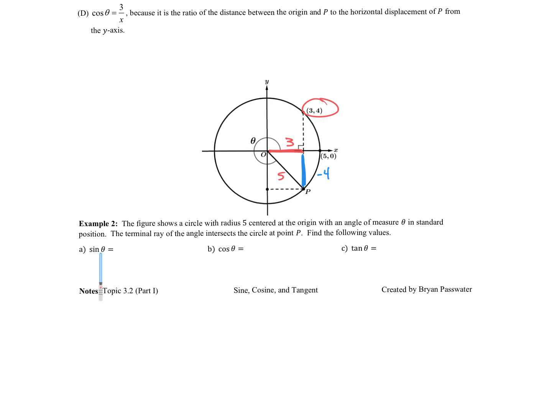So how do I do sine? Sine is opposite over hypotenuse. So my opposite is negative 4 over my hypotenuse of 5. Cosine of theta: cosine deals with the adjacent over hypotenuse. My adjacent is 3 and my hypotenuse is 5. The next one is tangent of theta. Tangent is opposite over adjacent. So my opposite is negative 4 over my adjacent of 3.